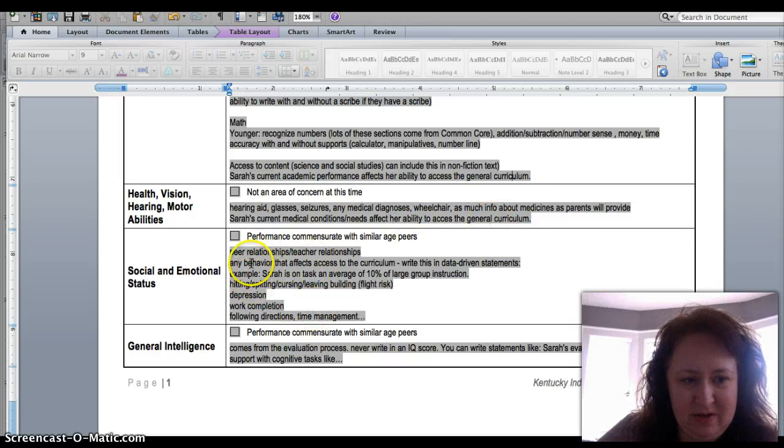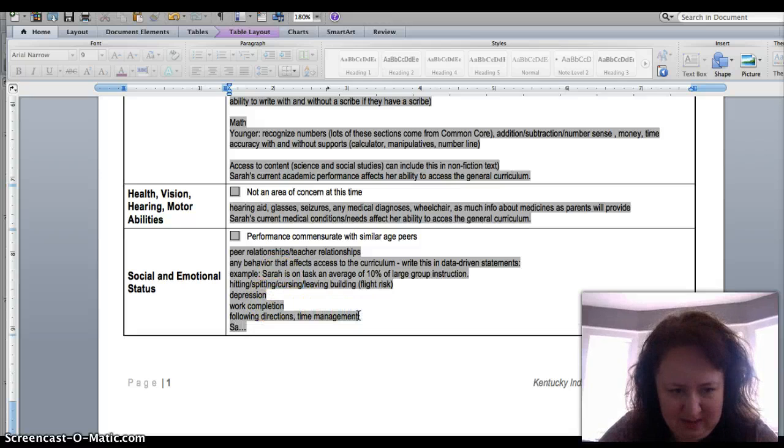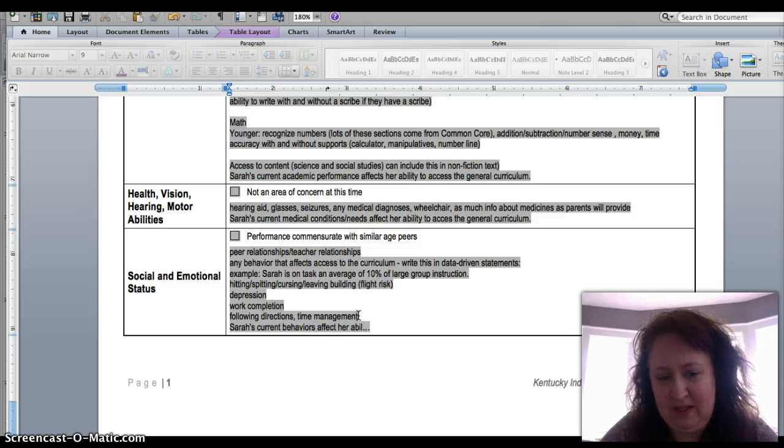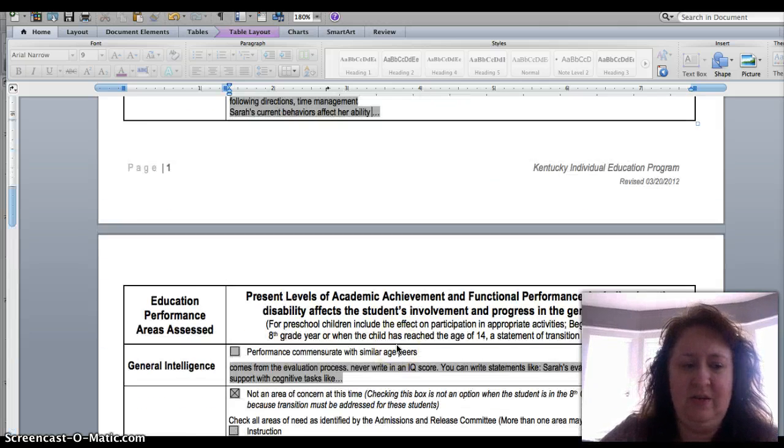The same under social and emotional status. Remember that we're writing sentences in positive statements, and again, you need that impact statement. Sarah's current behaviors affect her ability to access the general curriculum.